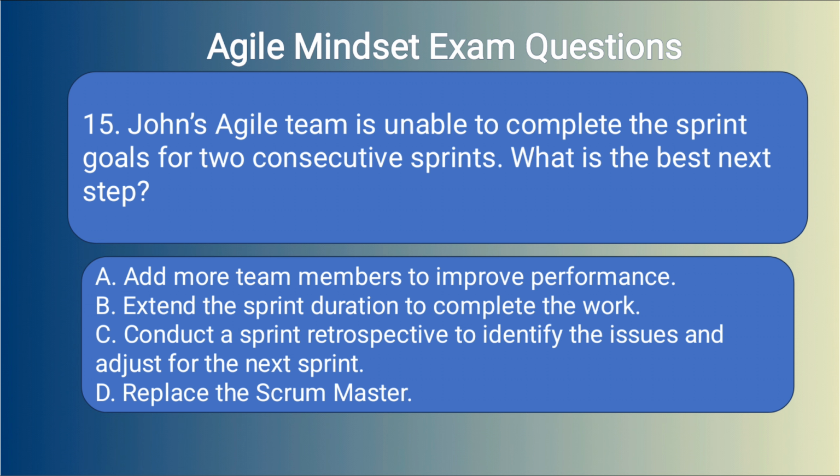15. John's Agile team is unable to complete the sprint goals for 2 consecutive sprints. What is the best next step? A. Add more team members to improve performance. B. Extend the sprint duration to complete the work. C. Conduct a sprint retrospective to identify the issues and adjust for the next sprint. D. Replace the Scrum Master.